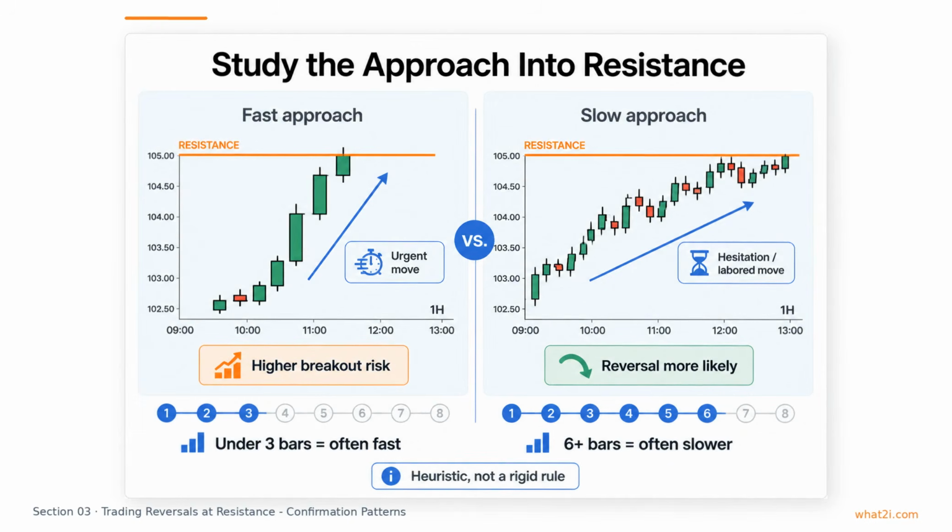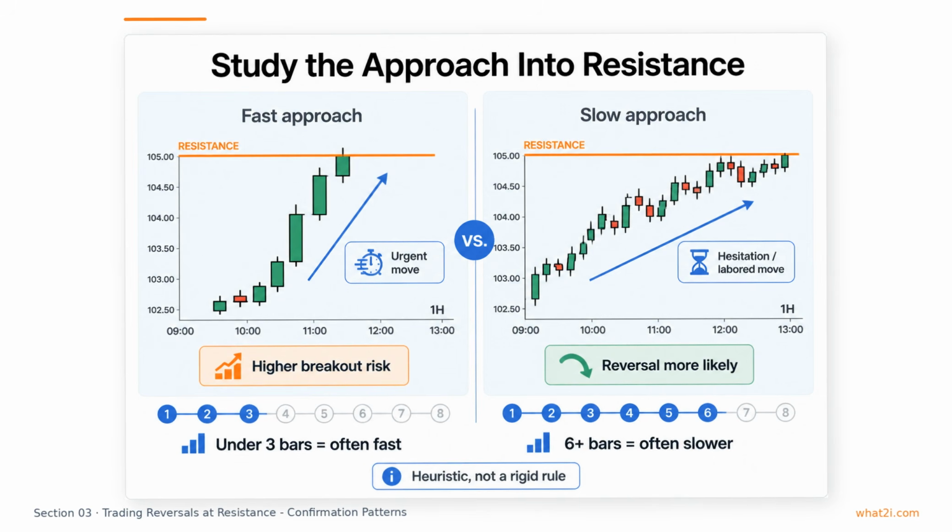How price approaches resistance can influence whether a reversal is likely. A fast, aggressive move into the level often increases breakout risk because momentum is still strong. On a 1-hour chart, reaching resistance in fewer than about 3 bars often looks urgent and forceful. A slower approach that takes 6 or more bars, with more overlap and pauses, usually looks more labored. That kind of approach can support the reversal case because it suggests buyers are running out of energy. This is not a rigid rule, but it is a useful way to judge context before the pattern forms.